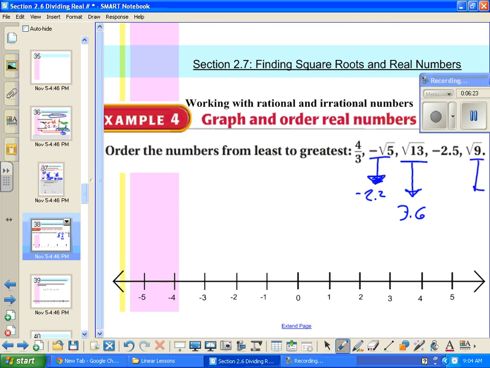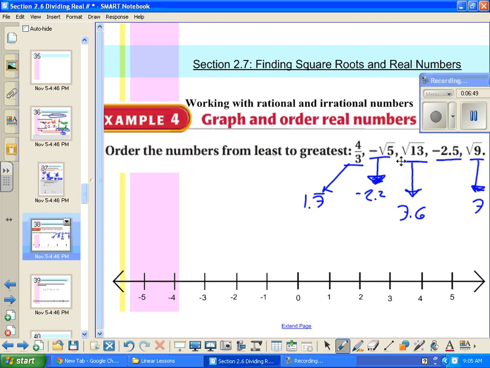Square root of 9 actually ends up being just 3. Again, that's one of those nice ones that ends up being a whole number or a rational number, so negative 2.5 is just itself. And then this last one here, 4 thirds. I kind of went a little bit out of order there, but I was trying to find the square roots first. 4 thirds ends up being 1.3 repeating. So now that I've got all my numbers in decimal form here, I can plot these along my number line.